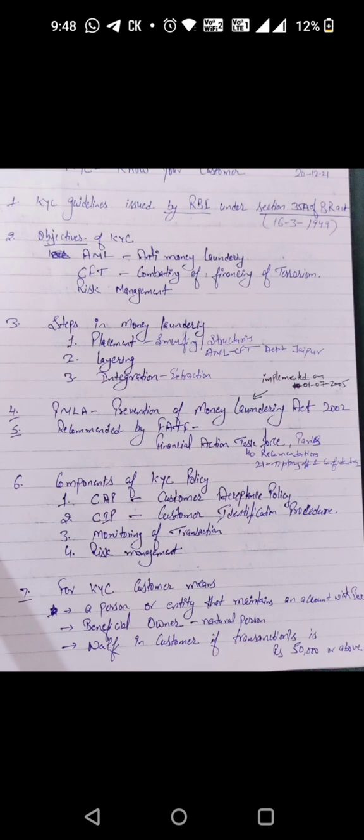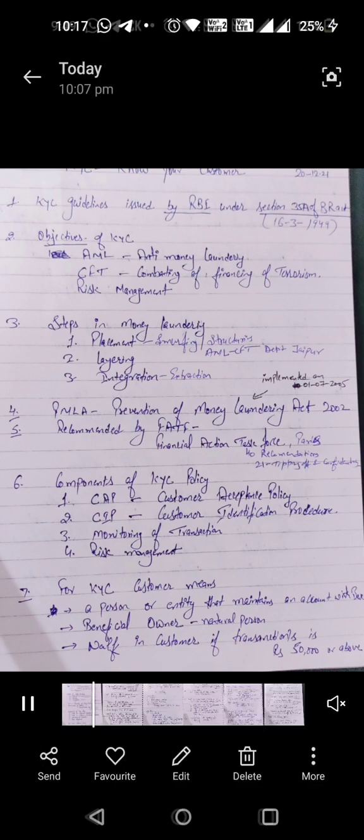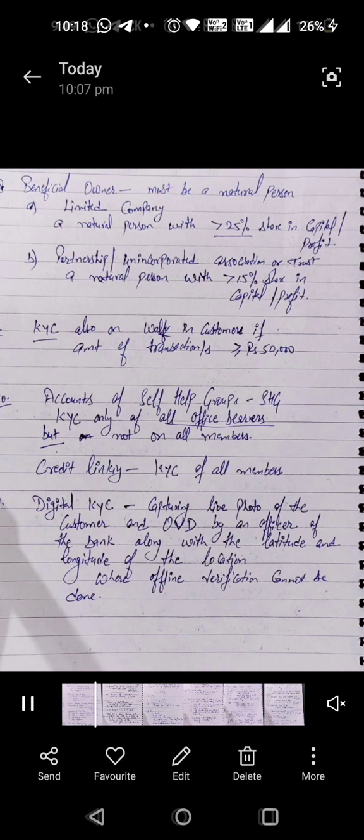For KYC, customer means a person or entity that maintains an account with the bank. Beneficial owner is a natural person. Walk-in customer: if transaction is rupees 50,000 or above. If a person who is not maintaining an account is doing a transaction with the bank, then for more than 50,000, KYC has to be done. Then we have the beneficial owner. Beneficial owner must be a natural person.